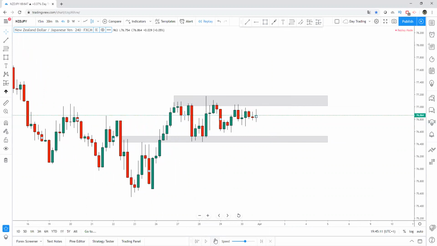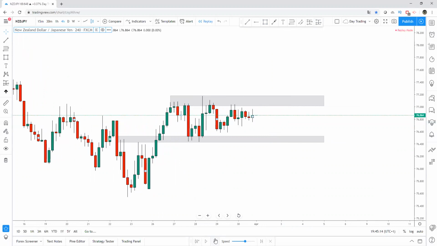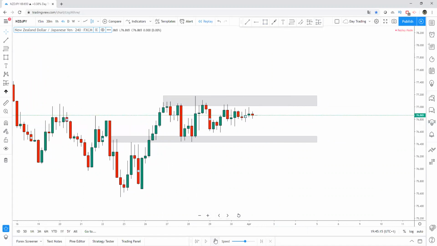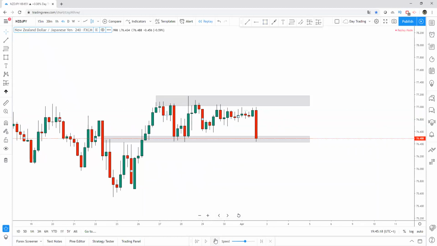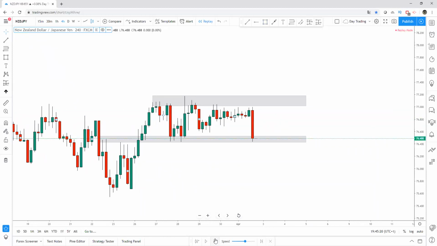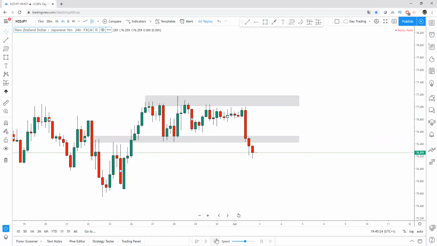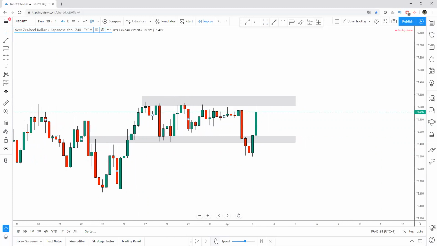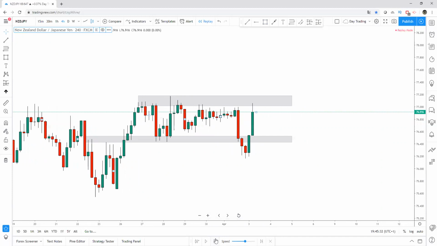Okay, this is turning into a consolidating market. We're waiting for the breakout. Okay, very nice bearish candle. Let's see if it breaks. Break. Okay, it breaks. Retest. Pull back. Big pullback. So this was a fake out. Let's see what happens.